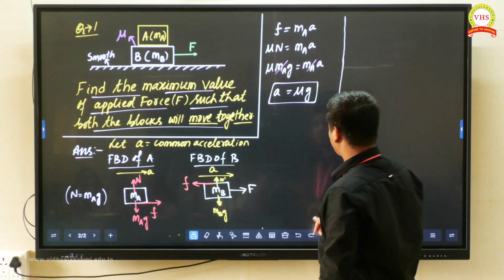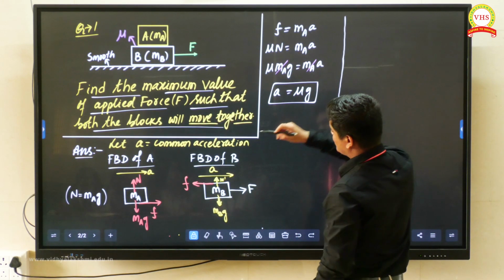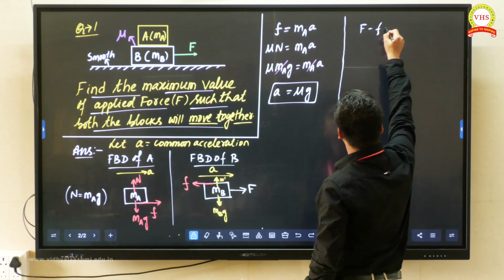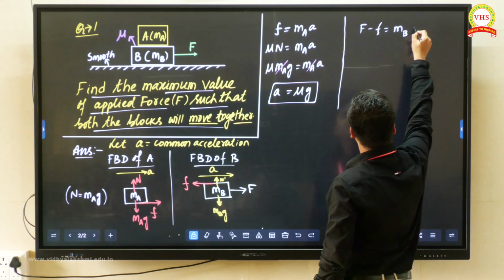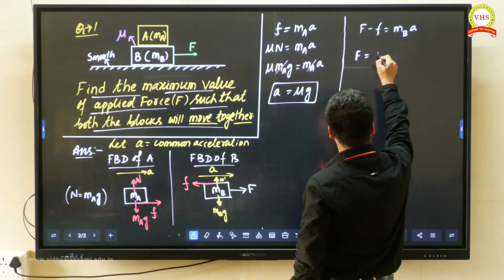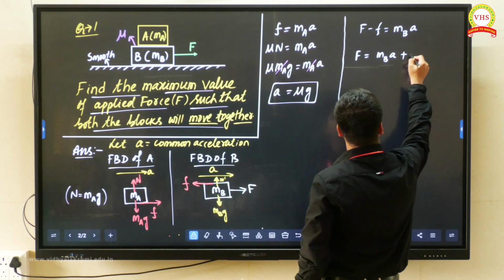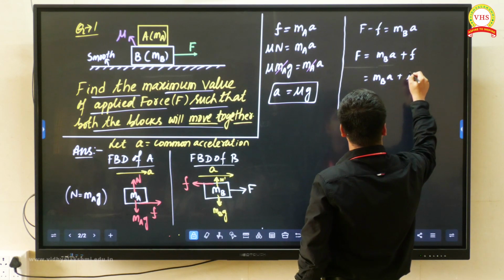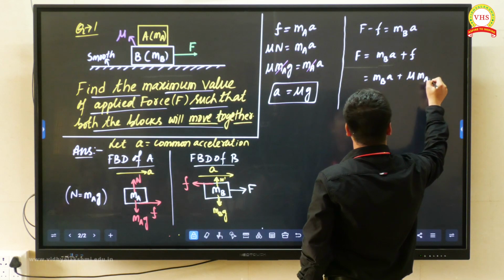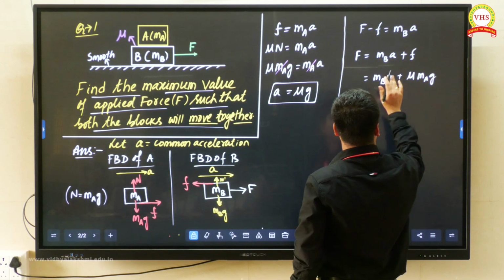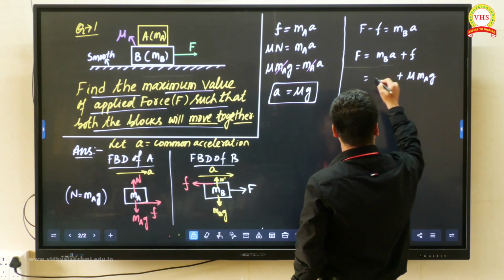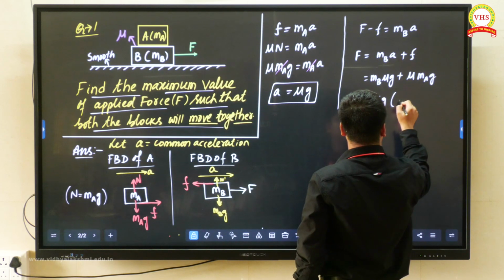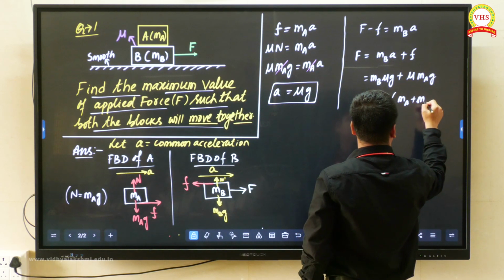Now here, for the free body diagram of B, if we apply Newton's law, F minus f equals MBA. Now F equals MBA plus f. Now MBA plus f is nothing but mu times MA into G plus MBA. And the A value you can directly substitute here. What is the A value? Mu G. Now you can take mu G common here. What is coming here? MA plus MB.